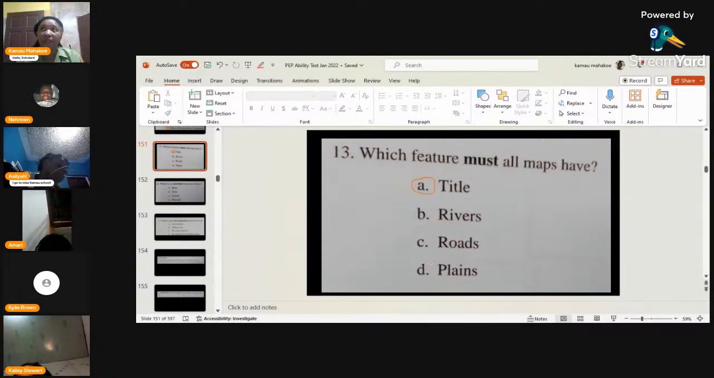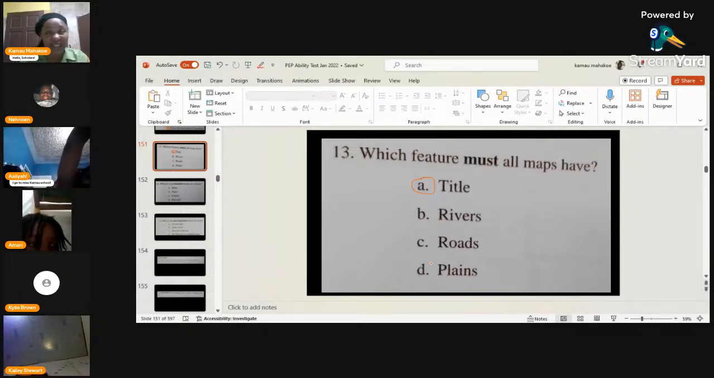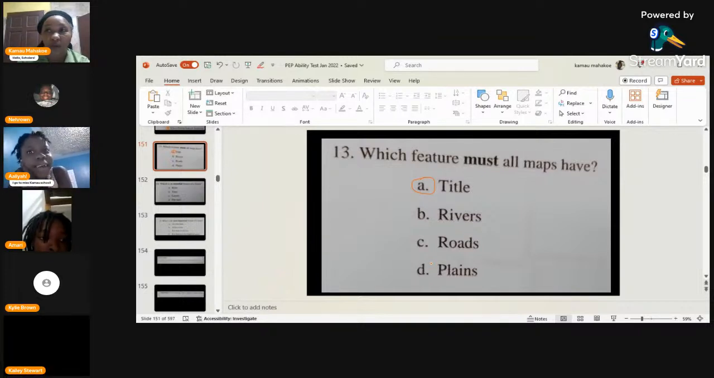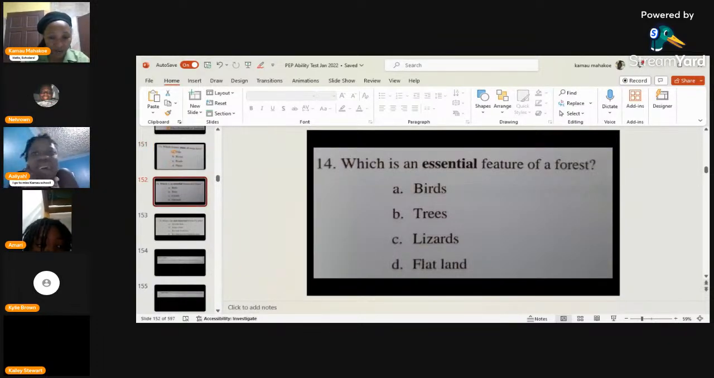And we have maps that just show the climatic types, the vegetation cover, different maps. We have population density maps. So each one has a different focus, but no matter what type of map, it should have a title. It should have a key that tells you what the symbols represent. So definitely the title is important. All right, Amari, question 14.